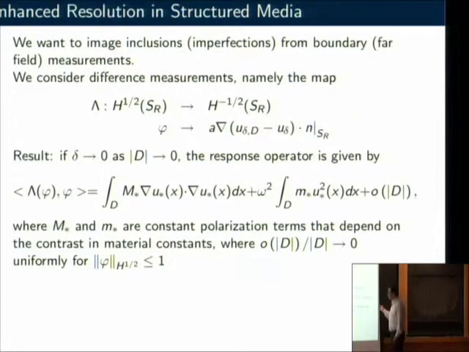So you measure your difference, and what do you see? The result is that your response operator has very much the same shape as before, the same type of formula. So you have M, a polarization tensor, gradients of U star, M star, U star, where M star and little m star are constant polarization tensors. They are not the same as the ones in the constant case, but they have the same type of properties.